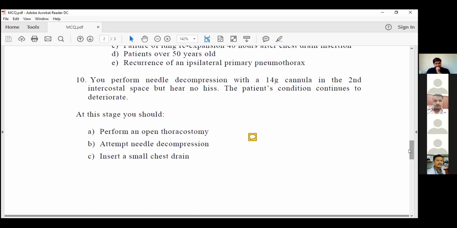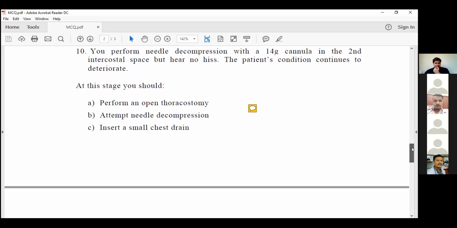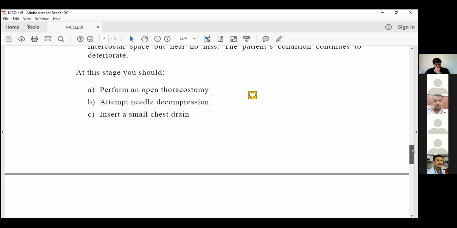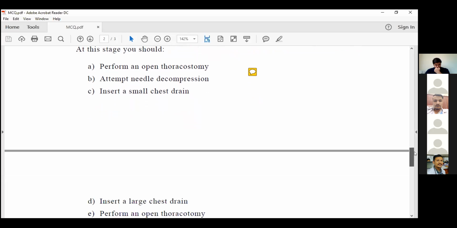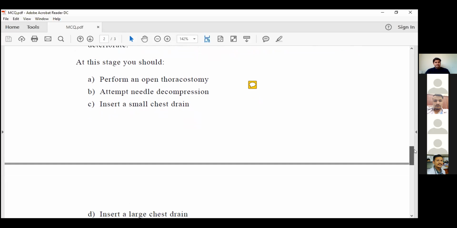And the last one: you perform needle decompression with a 14 gauge cannula in the second intercostal space, but there is no hiss. The patient's condition continues to deteriorate. At this stage, you should perform an open thoracostomy, attempt needle decompression, insert a small chest drain, insert a large chest drain, or perform an open thoracotomy. It would be A, I think. Yeah, it's the open thoracotomy. Thank you very much for your cooperation.